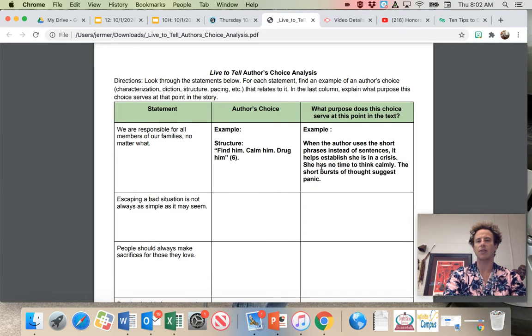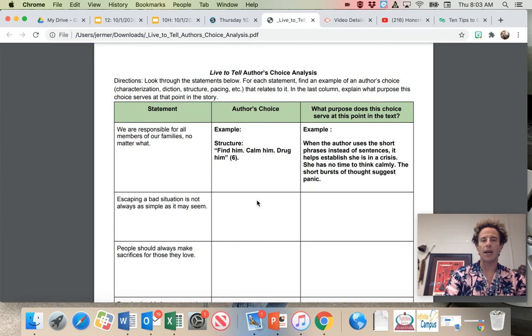Here's what Mrs. Acosta and I agreed and talked about yesterday as an example. When the author uses the short phrases instead of sentences, because these are not complete sentences, even though there's periods, calm him, there's no subject. There's an object, him, but it doesn't say I need to calm him. So there's an object, but no subject in this. Calm him. So when the author uses the short phrases instead of sentences, it helps establish she is in a crisis. She has no time to think calmly. The short bursts of thought suggest panic. So I'm analyzing the structure of this author's writing. Find him, calm him, drug him.